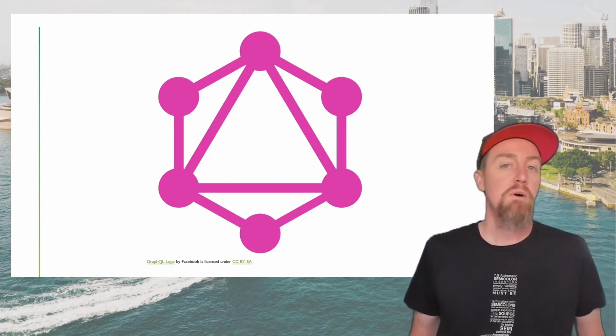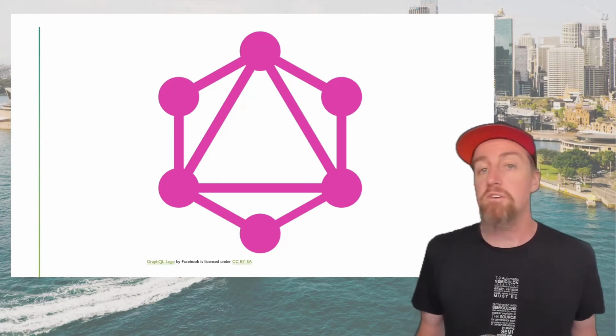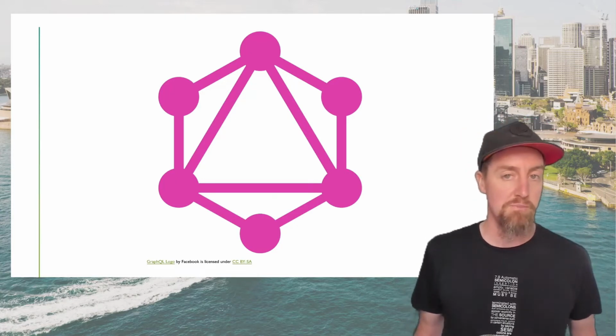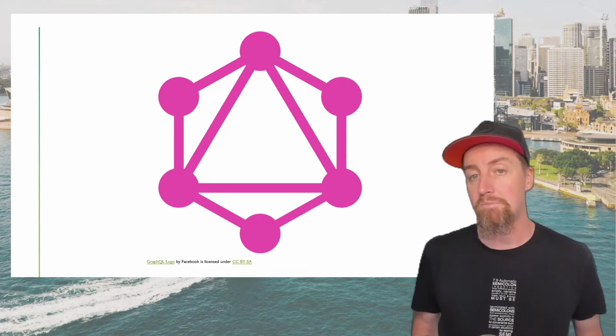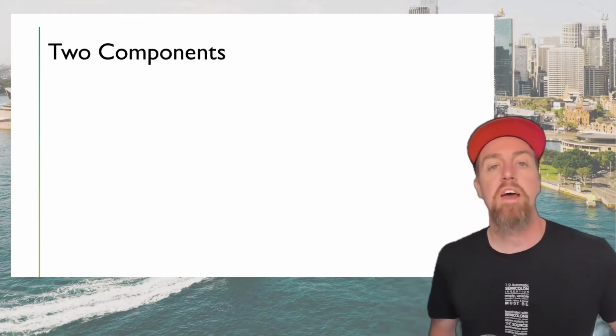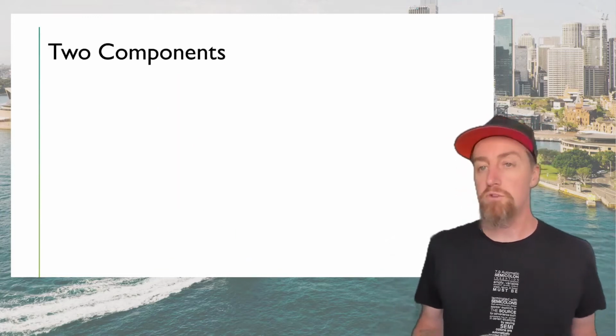But with JavaScript, well, we can lose a lot of that type safety anyway because JavaScript is an inherently untyped language. That's where TypeScript can come into play. So what are we going to be building today? Well, we're going to be building an application with two components.